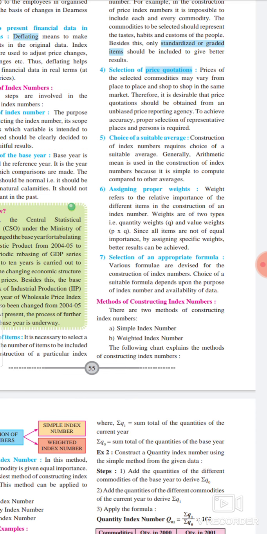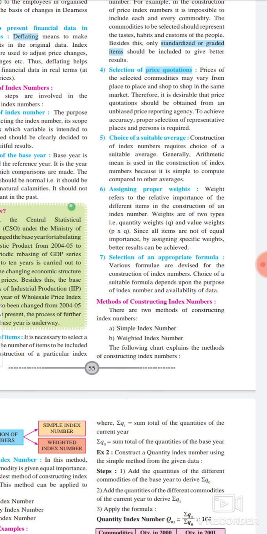Number six point, assigning proper weight. The weights refer to the relative importance of the different units in the construction of an index number. The weights are of two types, that is the quantity weight and the value weight. Here we mention P multiplied by Q: P for the price, which gives the value weight, and Q for the quantity weight. Since all units are not of equal importance, by assigning specific weights, better results can be achieved.